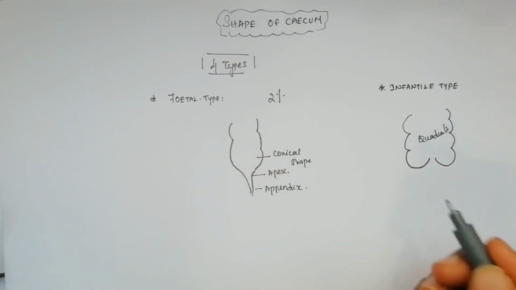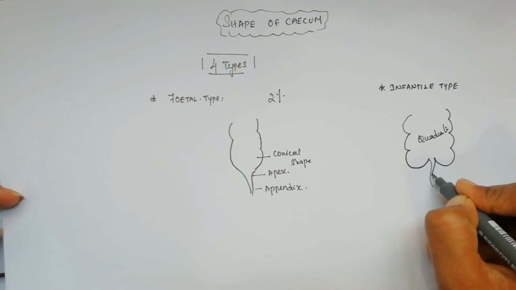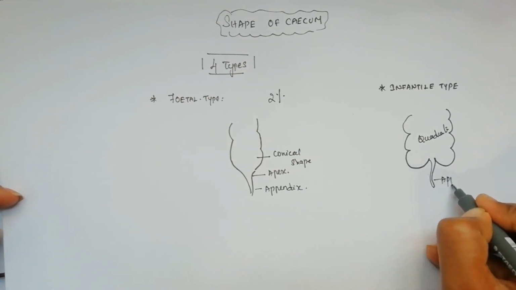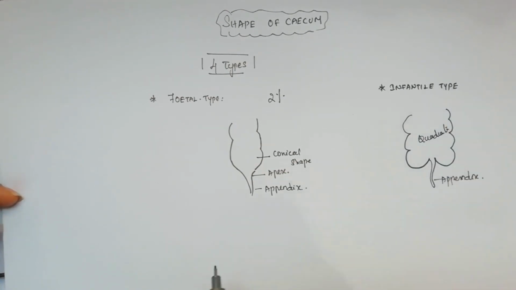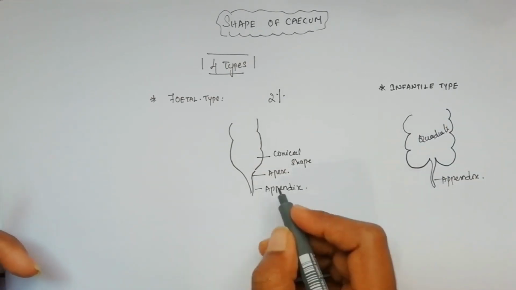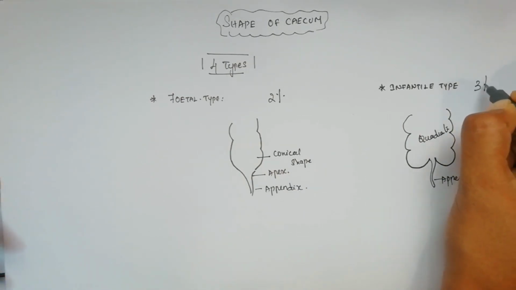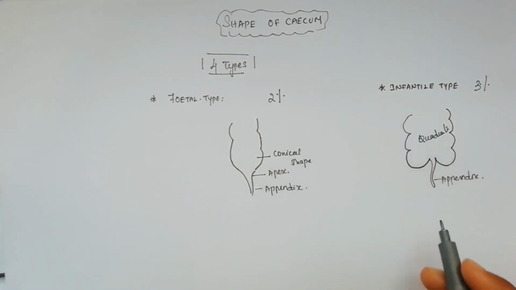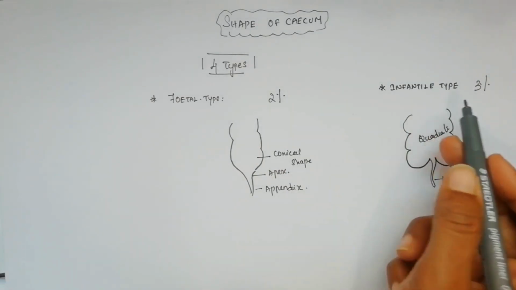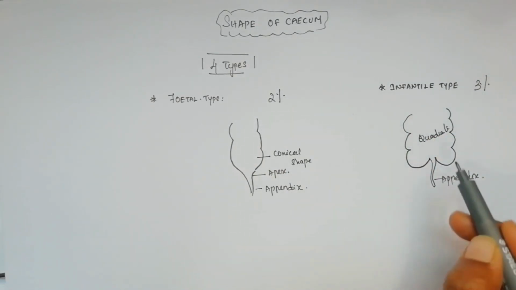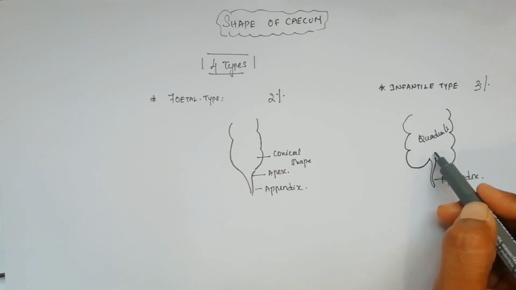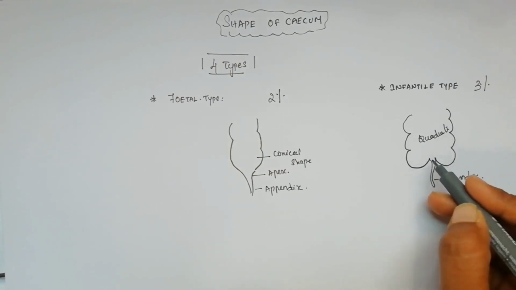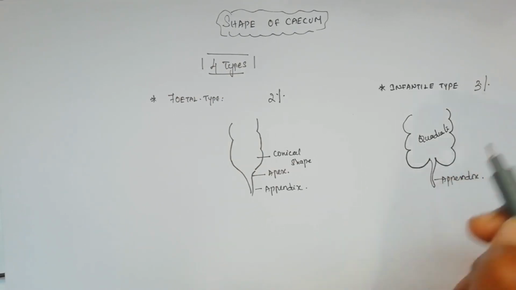From this depression, we will be having the appendix arising. And this type is called infantile type. This type of cases will be seen in 3% of population. Here we have got quadrate shaped cecum, where we have an invagination or depression in the lower part from where the appendix will be arising, and this type is called infantile type.